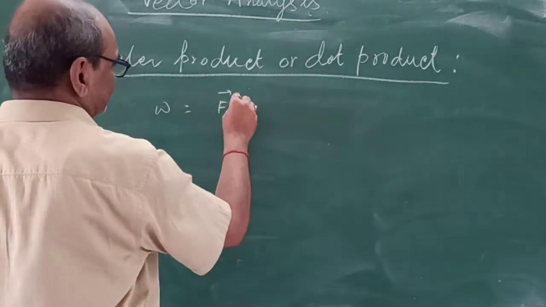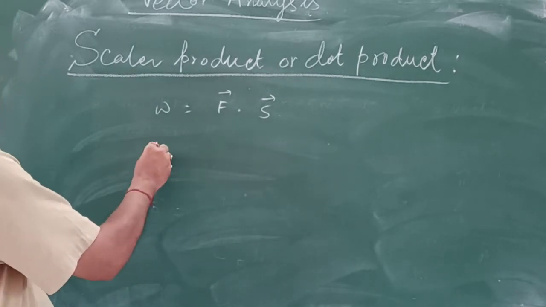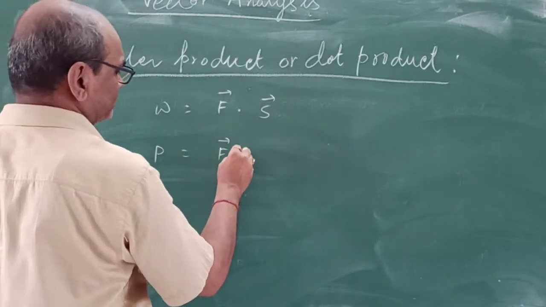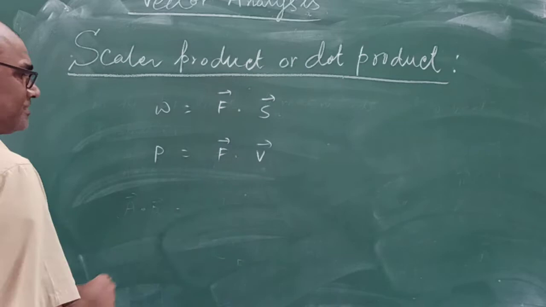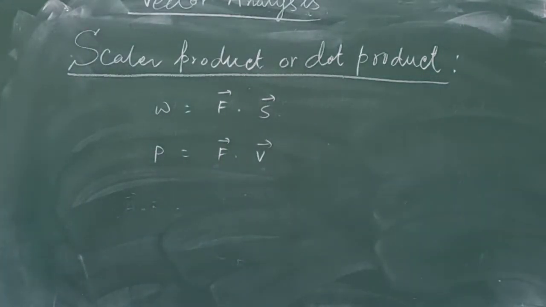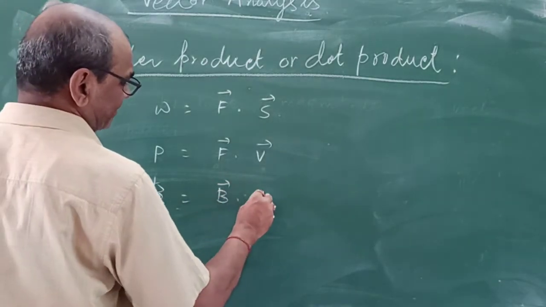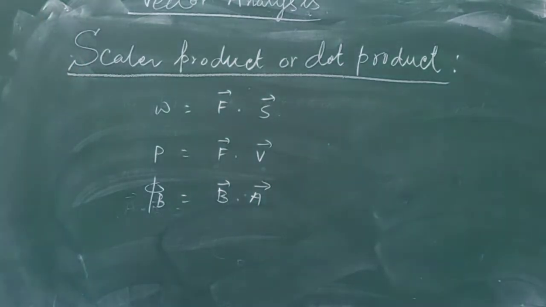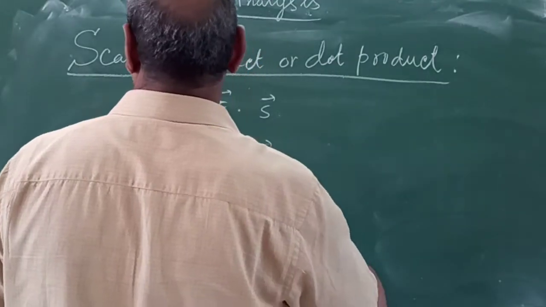All of you know that work done is equal to force dot displacement. Power is equal to force dot velocity vector. Displacement is a vector, force is a vector, velocity is a vector. Magnetic flux is magnetic field dot area vector. Electric flux is electric field dot area vector. These are the examples based on the dot product of two vectors. Is it clear?